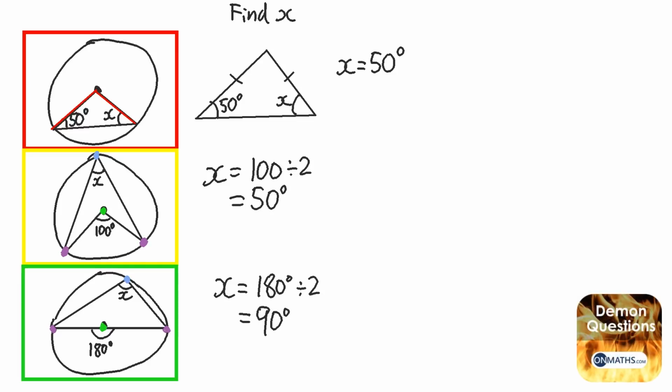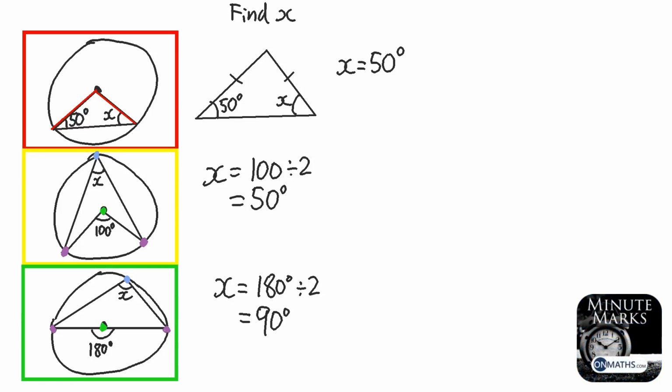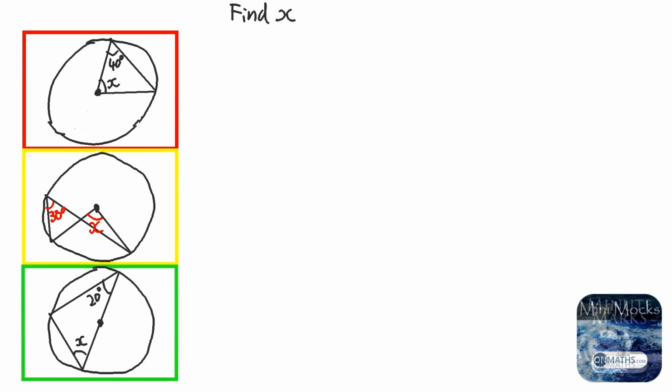And this actually is a circle theorem in itself. An angle in a semicircle or an angle from a diameter is always going to be 90 degrees, because the angle at a diameter is going to be 180 degrees, so the angle on the circumference will be 90 degrees. So whenever you've got a situation where you've got an angle coming from a diameter, it's always going to be 90 degrees. Okay, have a go.